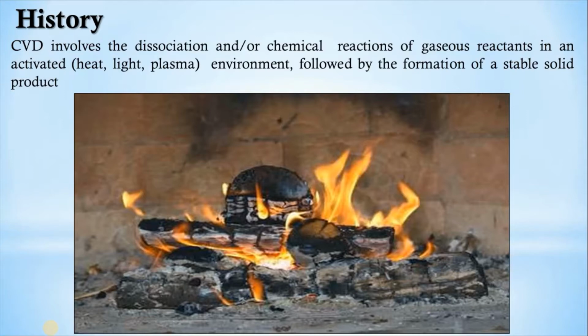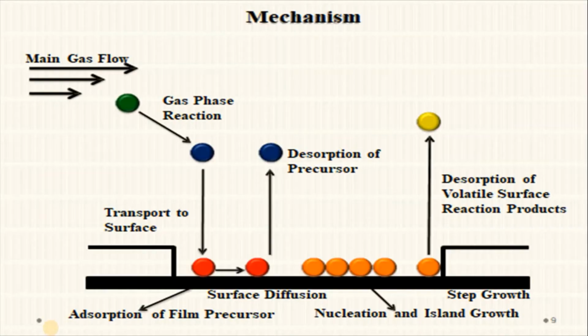In a typical CVD, the substrate is exposed to one or more volatile precursors which react and/or decompose on the substrate surface to produce the desired deposit. Frequently, volatile byproducts are also produced, which are removed by the gas flow through the reaction chamber. So that is the history of the CVD process. Now, what is the mechanism?